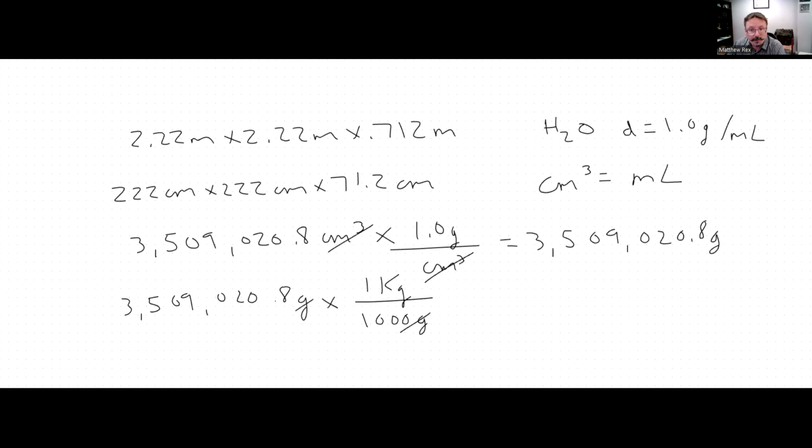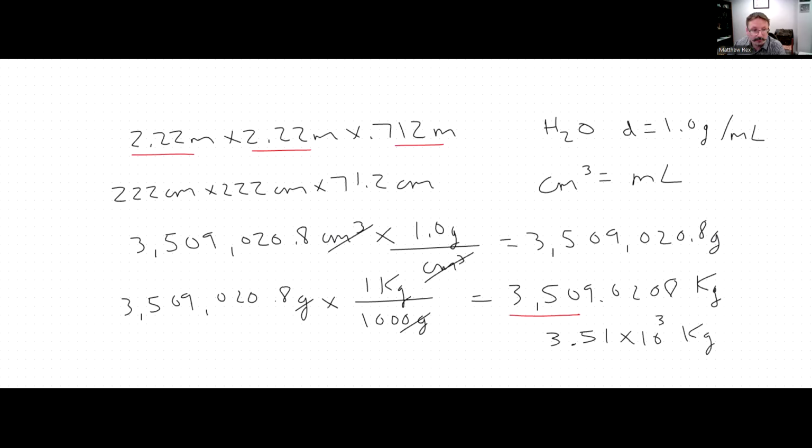It's going to give me 3,509.0208 kilograms. In this case, my measured values all only have 3 significant figures. We did multiplication to get all this, so my final answer should only have 3 significant figures. And the options there that present themselves are written in scientific notation, would look like that.